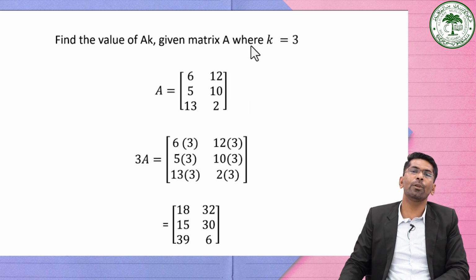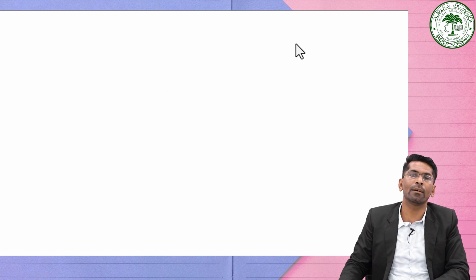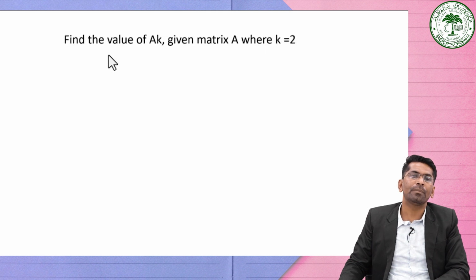So here we multiply a given matrix by K, which is a constant, generally known as a scalar. Now consider another one. Find the value of AK given the matrix A, where K is equal to 2. So the scalar here is equal to 2.